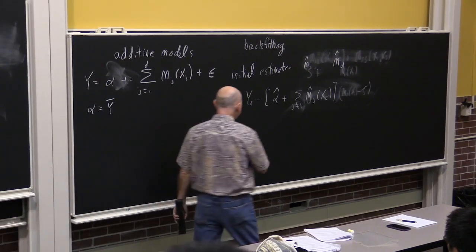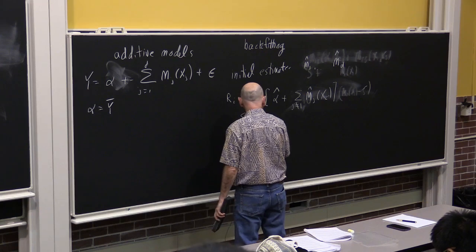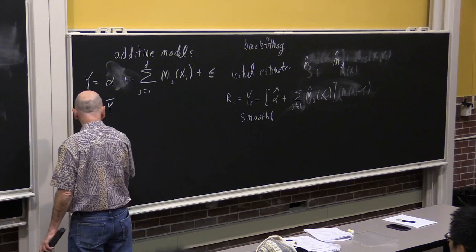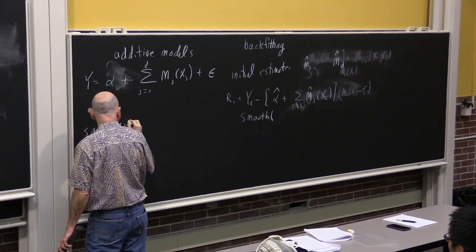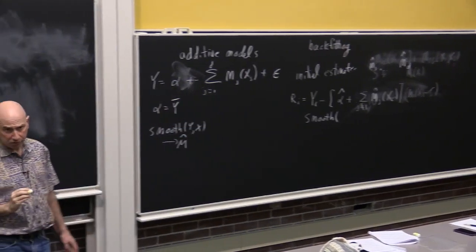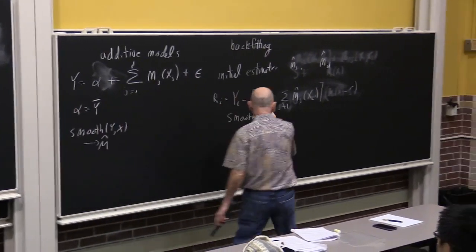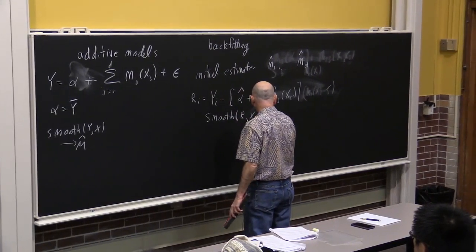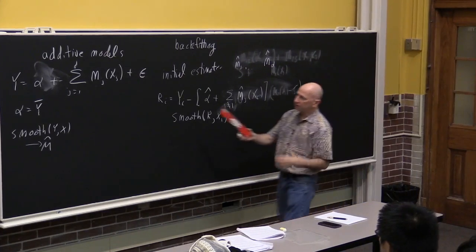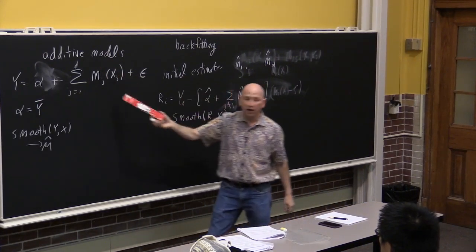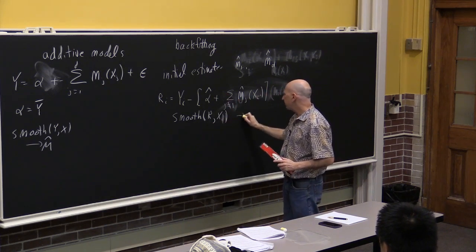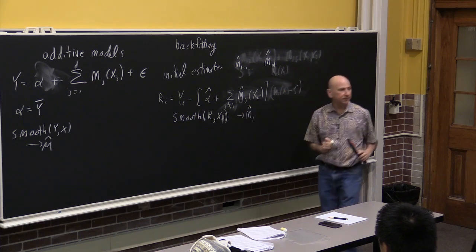And now I apply, let's call it smooth. You've written your code, which takes, we're going to assume you have some function, smooth, which takes some y and some x and produces m hat, whatever your favorite smoother is. So we'll just apply it here on these residuals and on the variable x1. So I'm just taking what's left over after I remove all the other functions and smoothing that on x1. That's going to give me a new m hat, m1 hat.